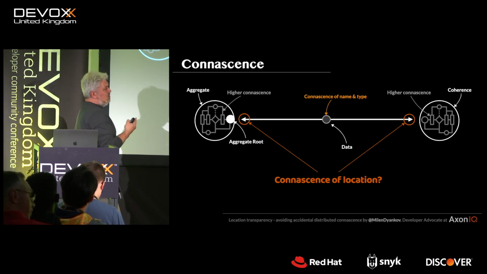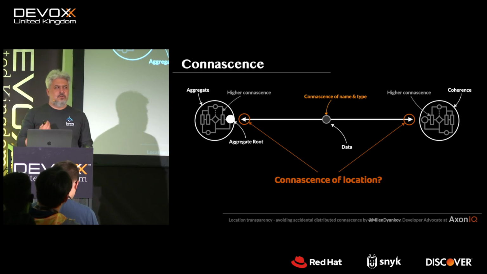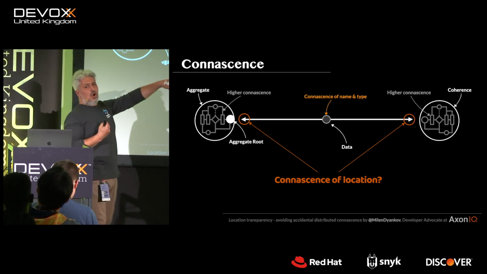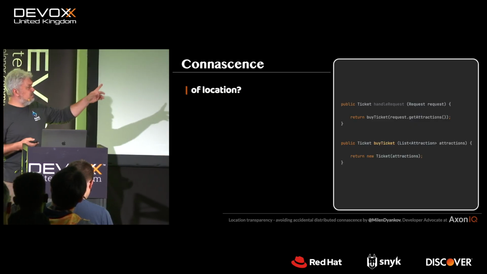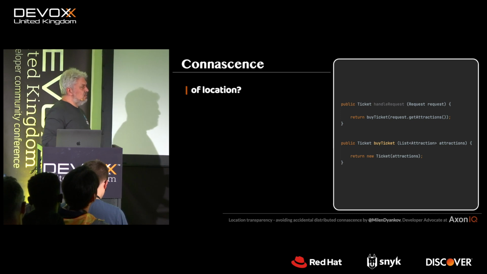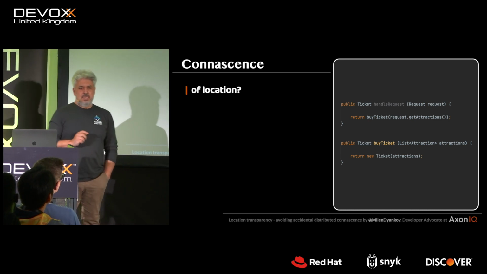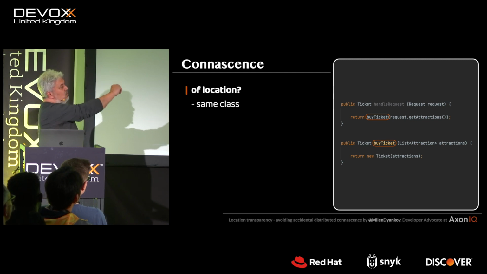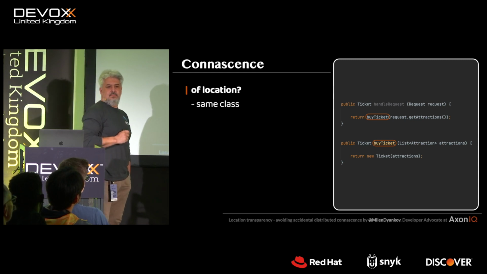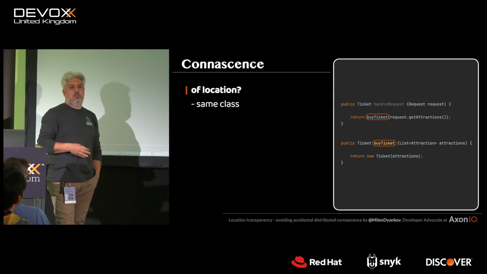But so about the arrows, is there a connascence of location? Does this object need to know where that other object is located? Now let's talk about connascence of location. There is a piece of code in here that has, in my opinion, a connascence of location. Can you see it? This code works under the assumption that both methods are in the same class. Move one of those methods to a different class, and that piece of code doesn't work anymore.